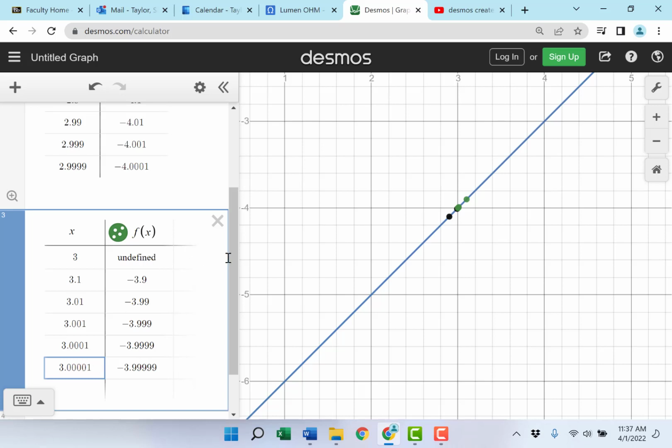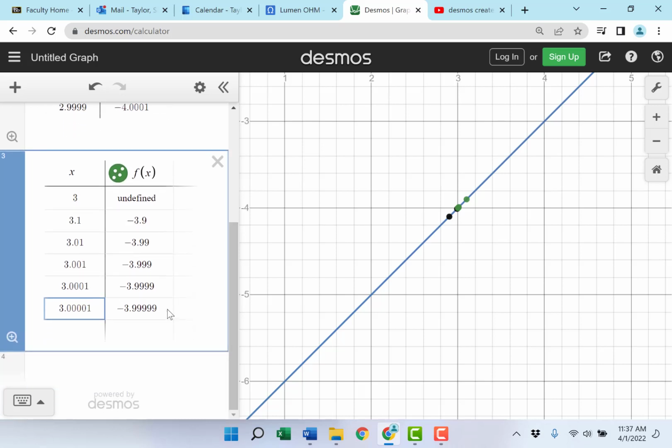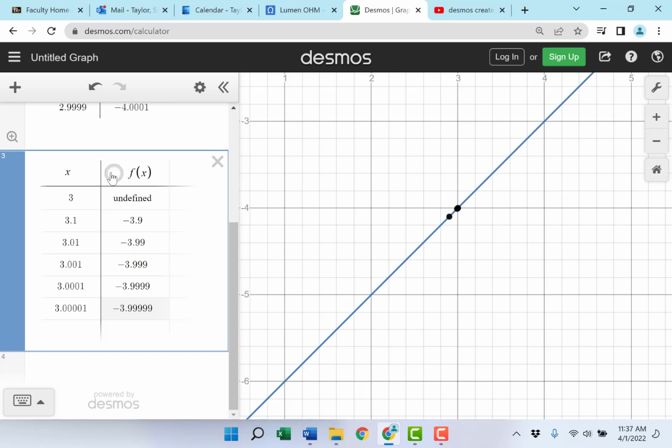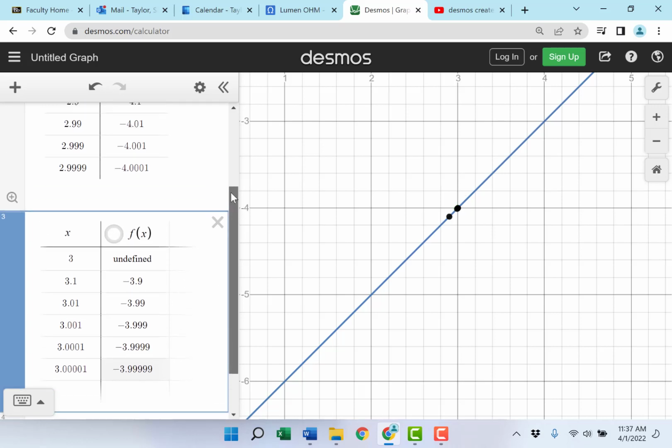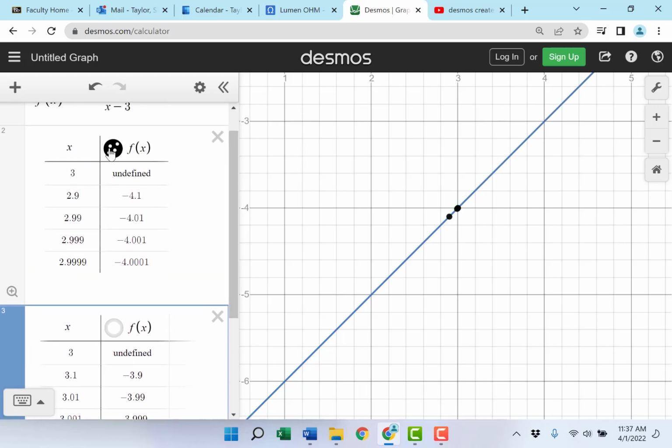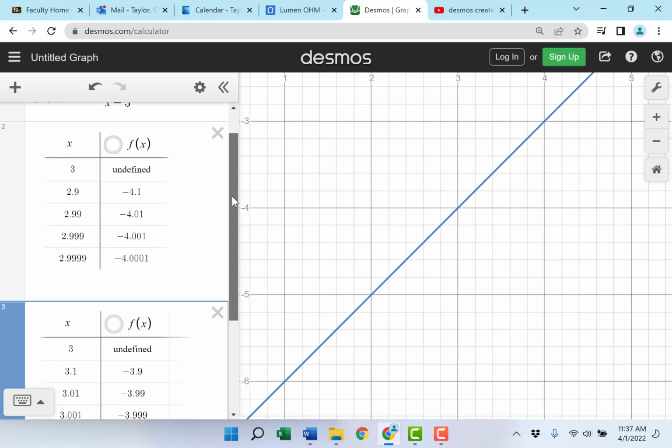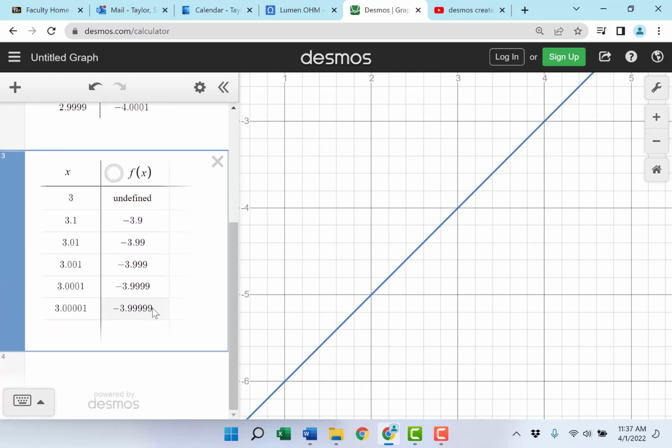So I could now, in Desmos, add one more thing to this graph to make it very clear. I'm going to turn these points off so that on my graph we don't see those points anymore. Notice how I did that. I went to the table and I selected the little picture next to the f of x, and it unselected those points as being things included in the graph.